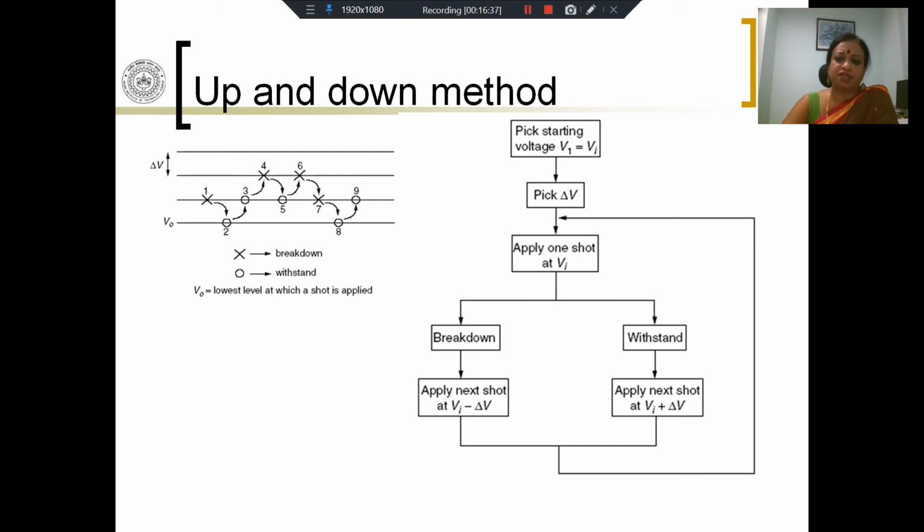So depending on this factor, you choose your delta V. Then apply one shot at VI. There are two possible outcomes, breakdown or withstand. If breakdown happens, tune down the voltage.